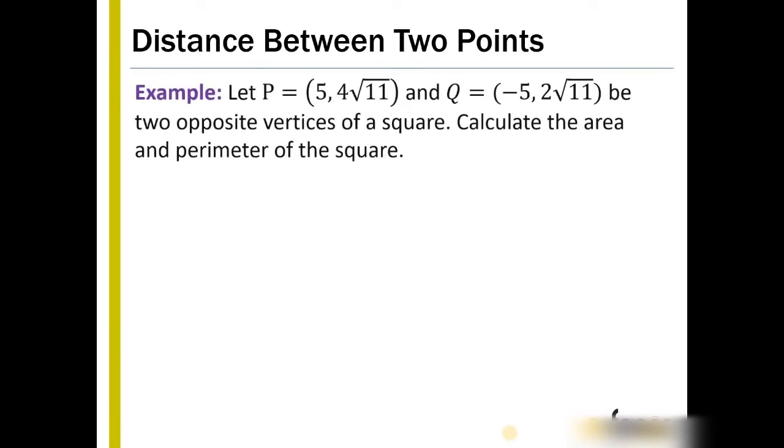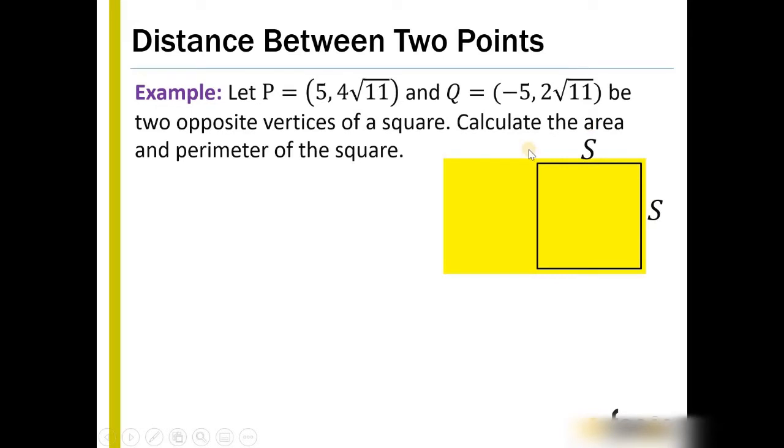Example. Let P, which is (5, 4 root 11), and Q, which is (-5, 2 root 11), be two opposite vertices of a square. Calculate the area and perimeter of the square. In this case, it's going to help to draw a diagram. So here's our square with side length s. We don't know what the side length is yet.